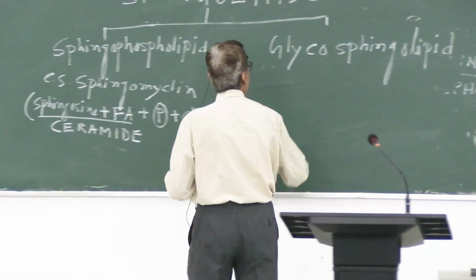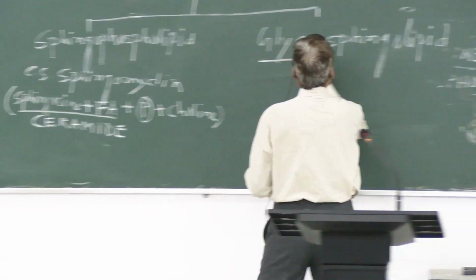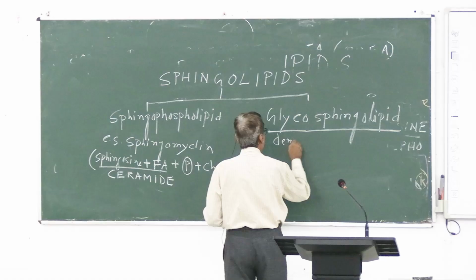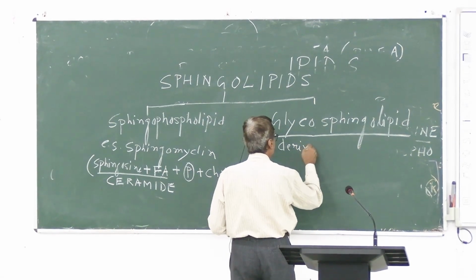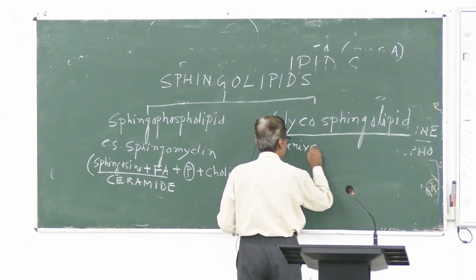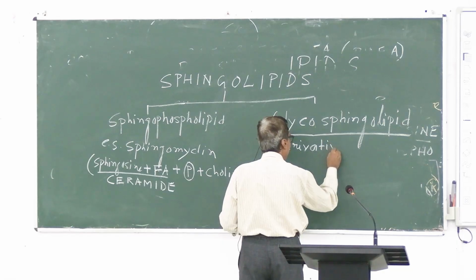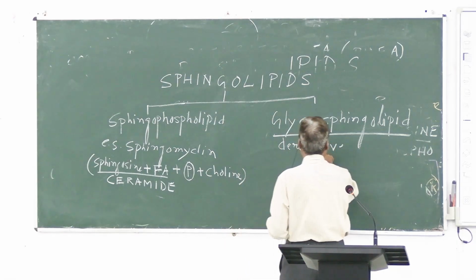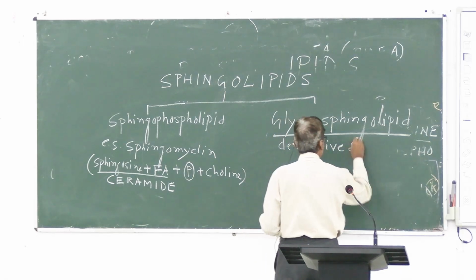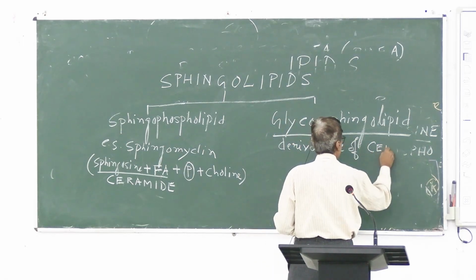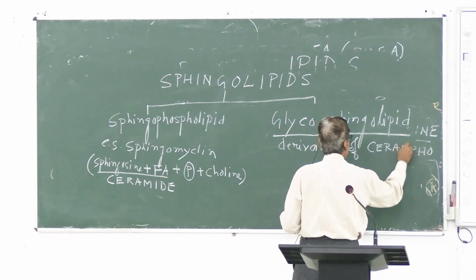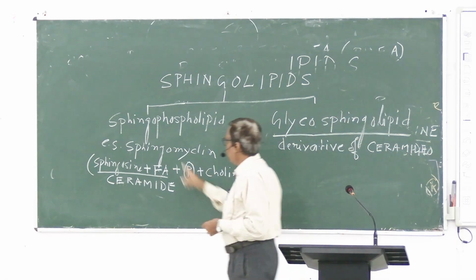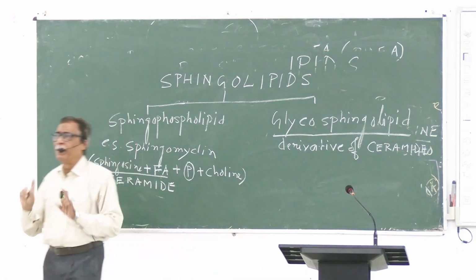Now, this is also a derivative of the ceramide. Glycosphingolipid is also a derivative of ceramide. But here there will be no phosphate. There is no phosphate. Instead of phosphate, there is sugar. All are derivatives of ceramide. All sphingolipids are derivatives of ceramide. Sphingomyelin is also a derivative of ceramide.